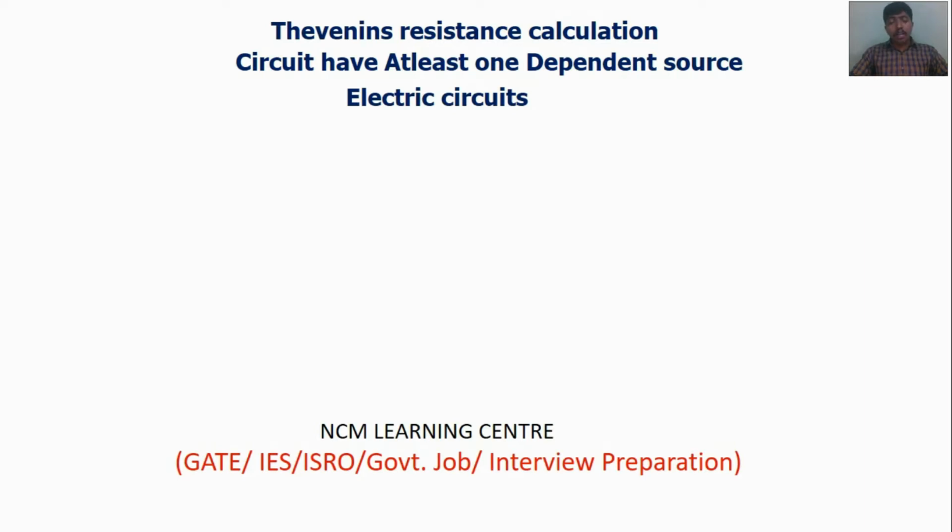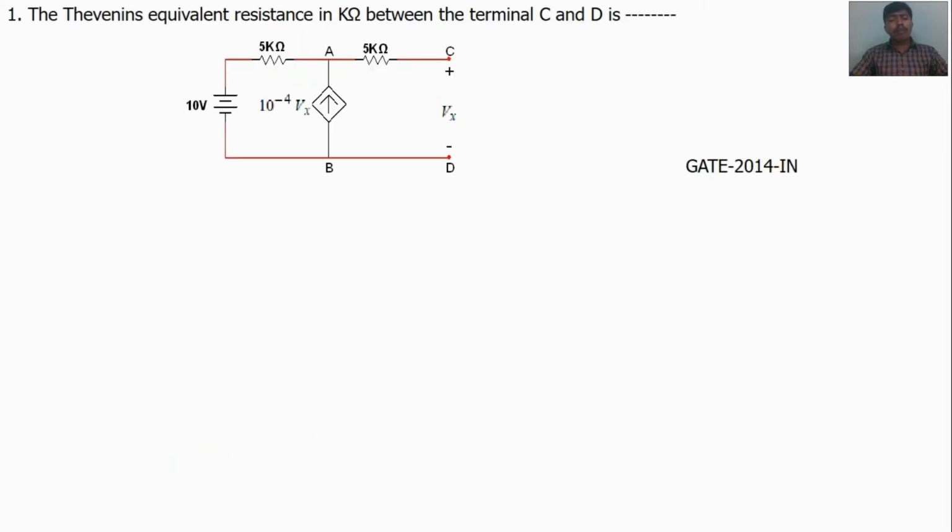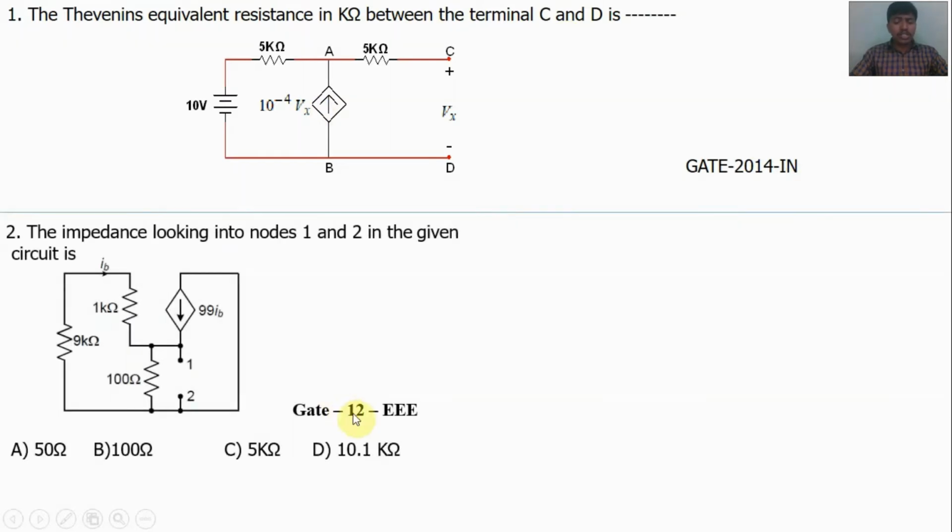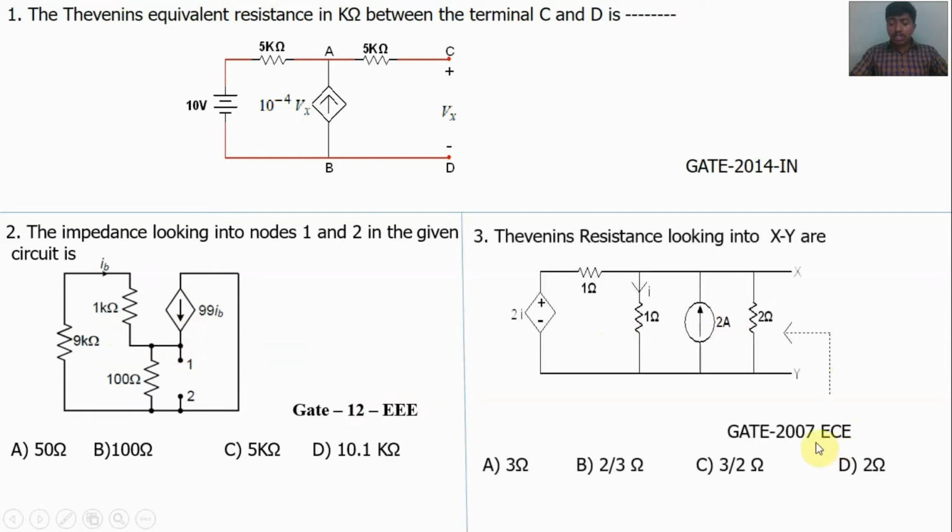Now in this video I am going to solve three different questions. This question has one dependent source, a current controlled voltage source. The question was asked in the GATE 2014 instrumentation examination. The second question was asked in the GATE examination of the same department. This question also has one dependent source. The third question was asked in the GATE 2007 examination, also from the department. This circuit also has one dependent source. Now we will solve the first question.